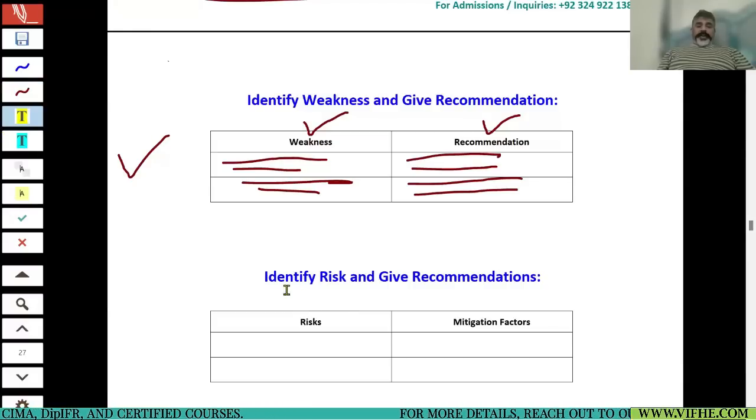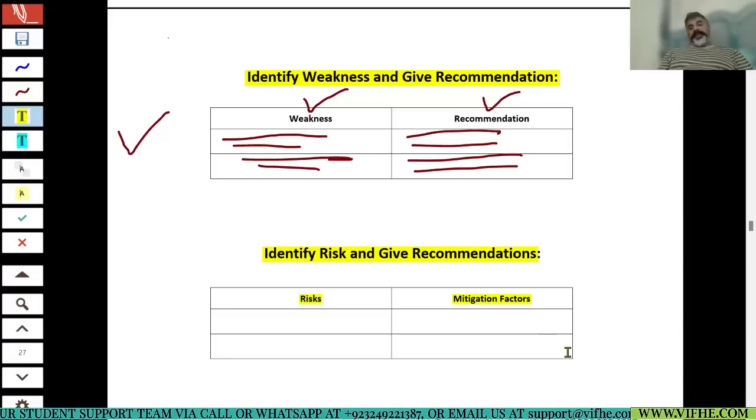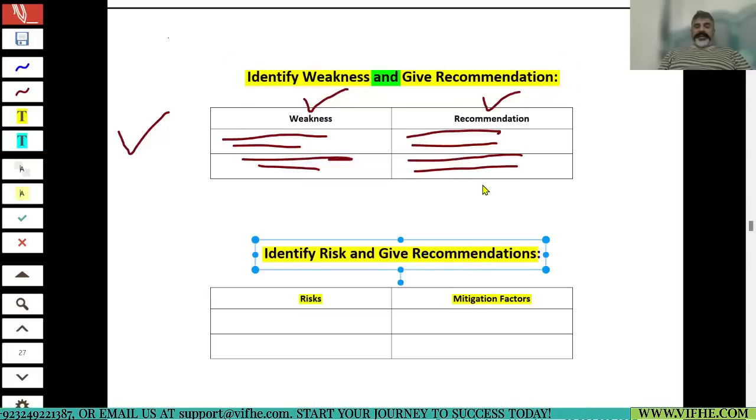Similarly, you might get a question, identify the risk and give recommendation. So again, we will use the same format, a 2-column table. On the left side, we will identify the risk. On the right side, we will give recommendations. Okay, so whenever you get this kind of a requirement, identify weakness and give recommendation. The word and is very important here. Identify the risk and give.